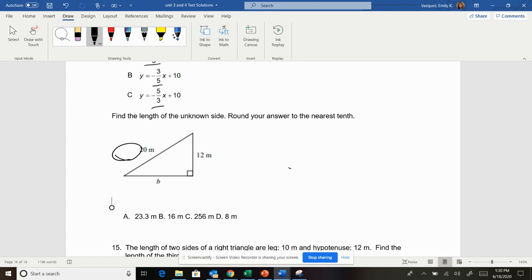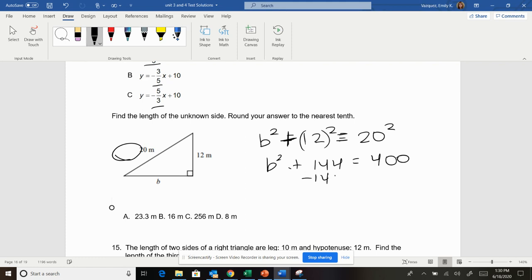Find the length of the unknown side, round to the nearest tenth. So this one's going to use Pythagorean theorem. It does not matter which side you put first, but it does matter where you put your hypotenuse. The hypotenuse is the one that it has to be equal to. So 12 squared is 144. 20 squared is 400. I'm going to subtract 144 on both sides.